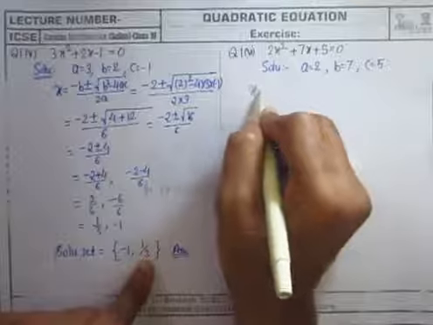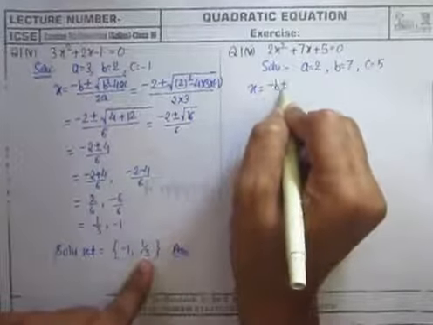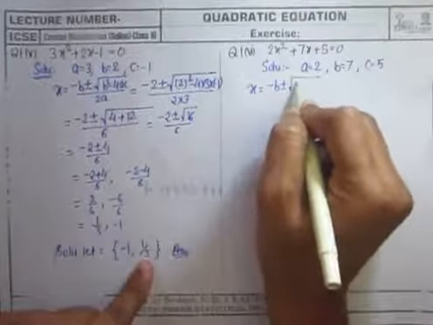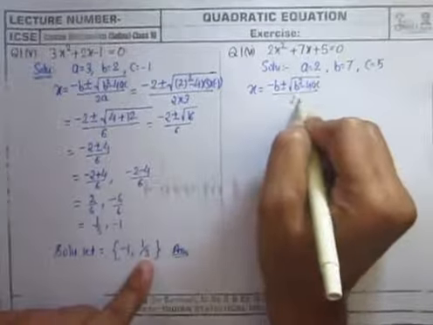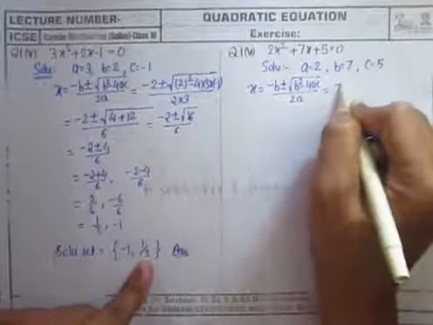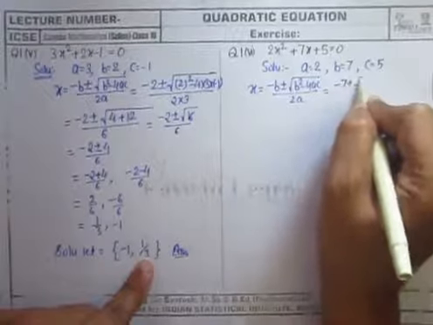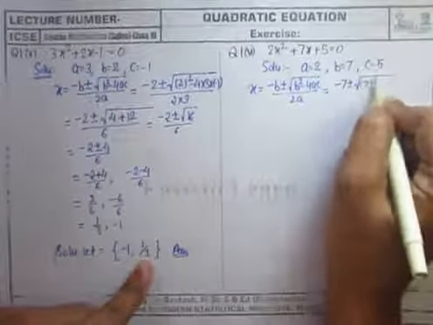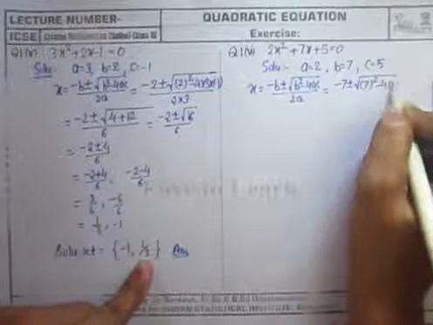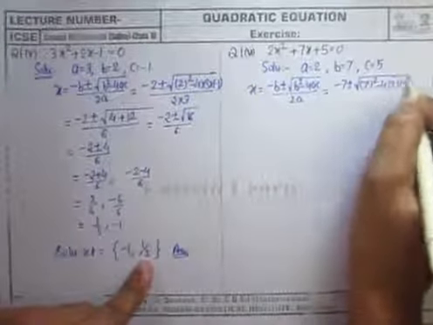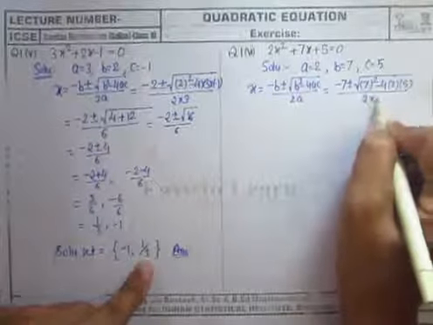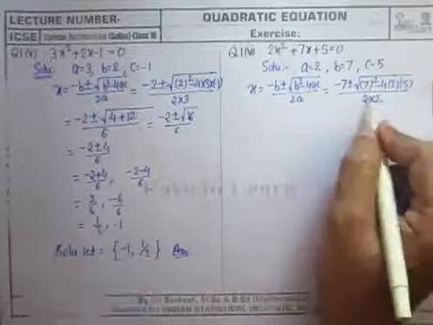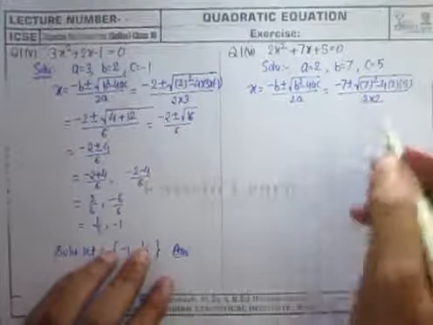So formula for x is minus b plus minus root under b square minus 4ac by twice a, and substitute the correct values: minus 7 plus minus root under 7 square minus 4 times a, which is 2, and c is 5. Formula with correct substitution will give you 1 mark.